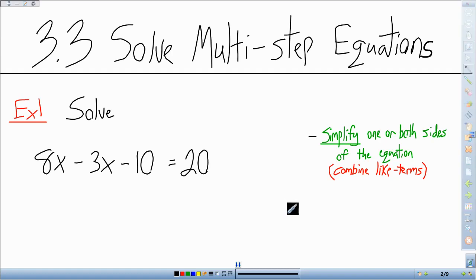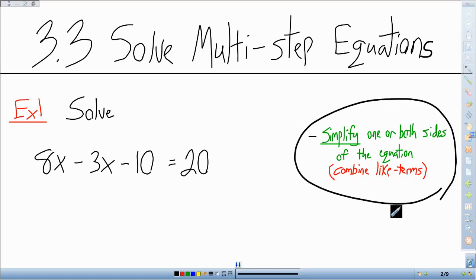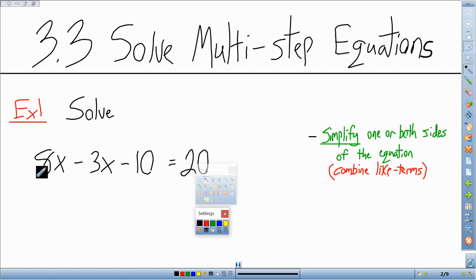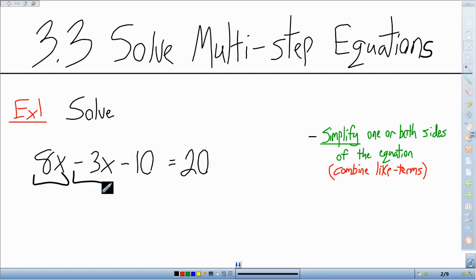Okay, so taking a look at this problem, here's what I noticed. Multiple variables. Okay, before we can do anything, we need to do what it's saying on the right, simplify one or both sides of the equation. Okay, and when I say simplify, that means combining like terms, doing everything we can before we actually start to solve for x and get rid of numbers. Okay, and yeah, I noticed that we have these like terms here. We can combine those, right? So let's go ahead and do it.